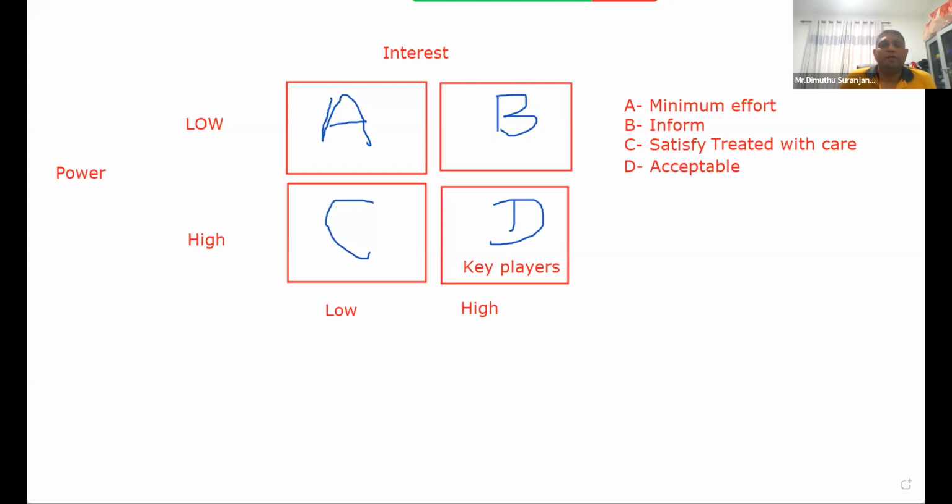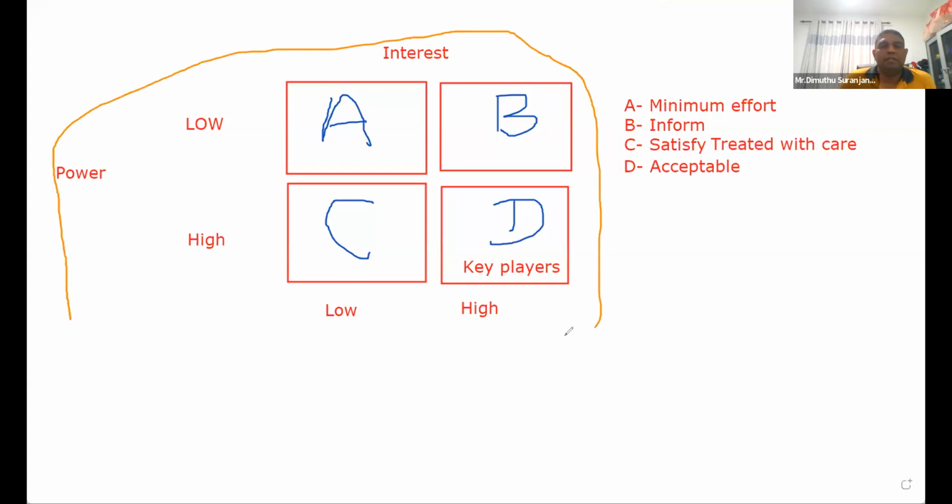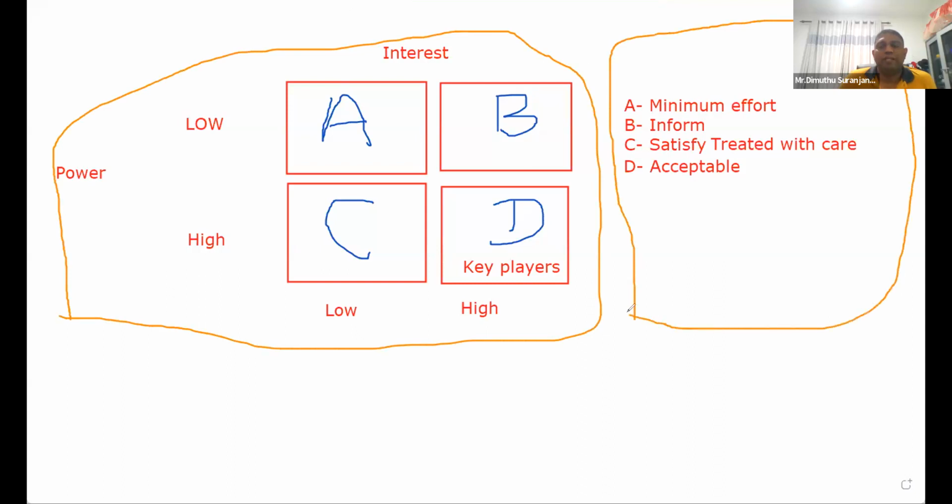Now see, I told you at the beginning, this Mendelow matrix has two parts. This is the first part: you categorize them into four groups. Then the next one is to identify the appropriate strategy to manage them. So your question is based on this.